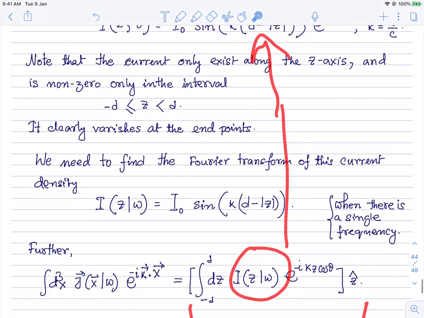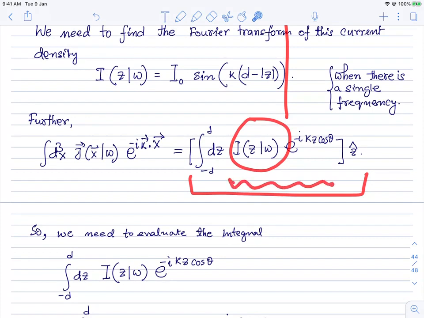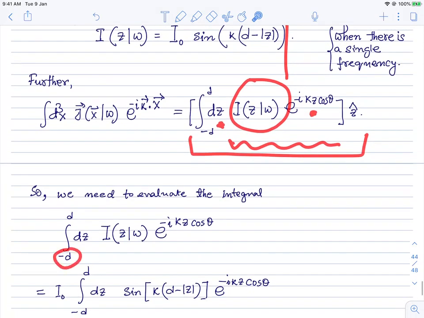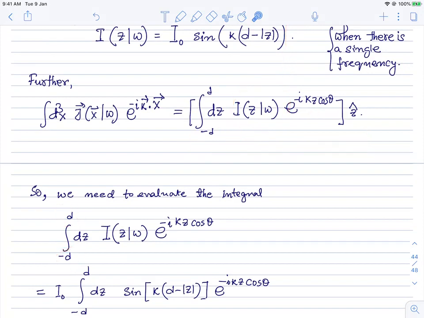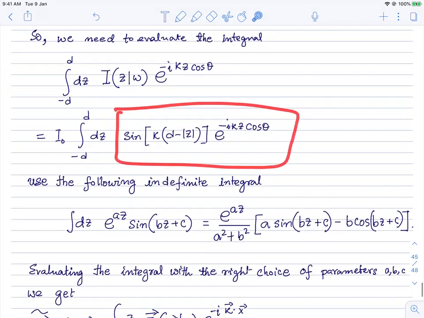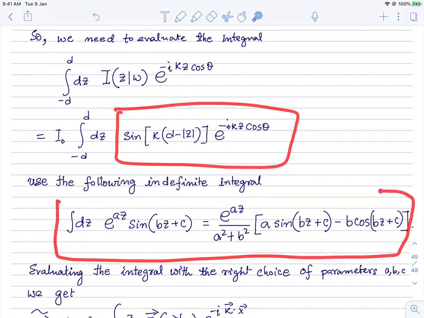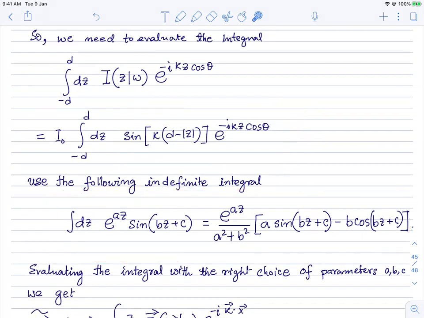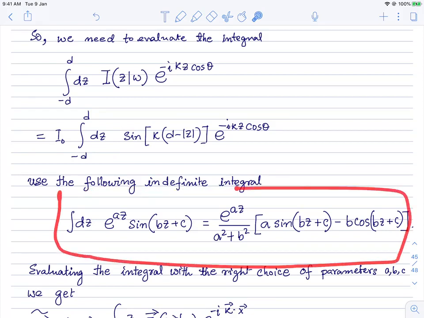Okay, so if we now take this and plug in the standing wave, this thing is given by this thing here. If you plug that in, then this is a complicated integral that we have to solve, an integral over z, minus d to plus d. That is the only interval for which the current is non-zero. So that involves an integral of this form, and you can look up your tables or do it yourself if you are brave enough, that this integral is given by this quantity here.